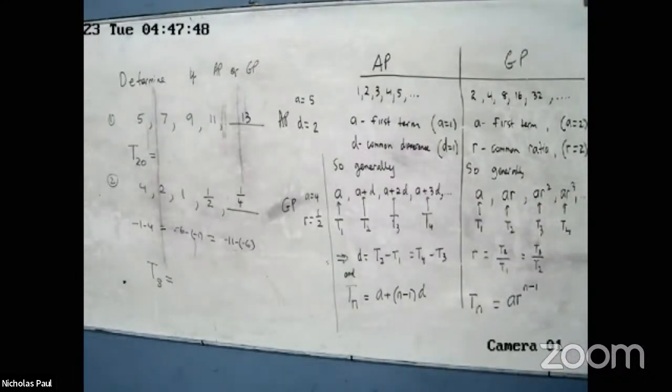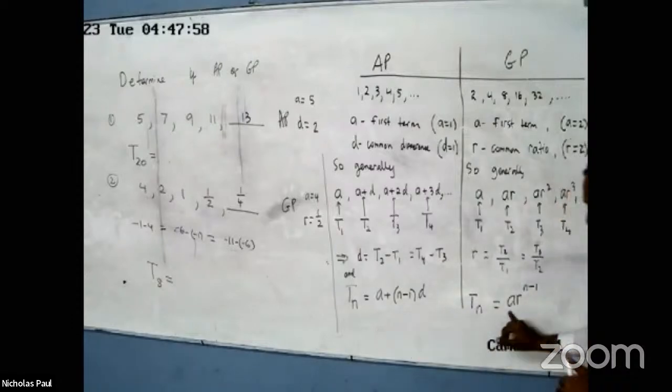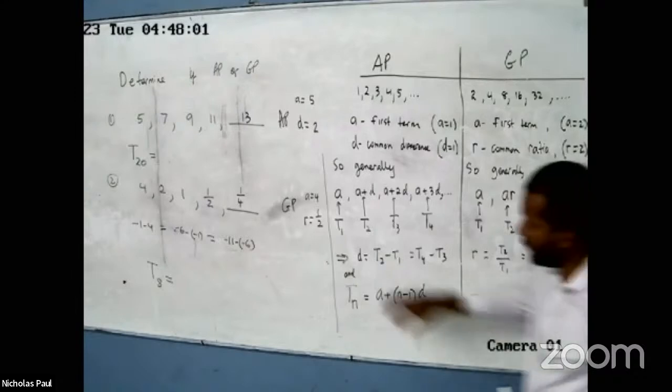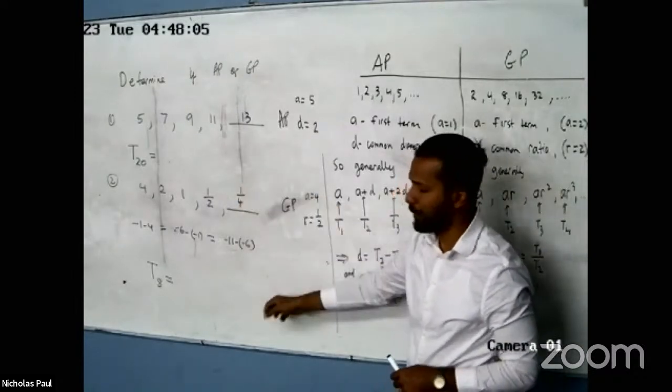Alejandro, you okay there? Michael, are you okay there? All you do is plug in A, N, and D. Plug in A, R, and N. Same examples I gave you earlier. Find the 20th term and the 8th term.